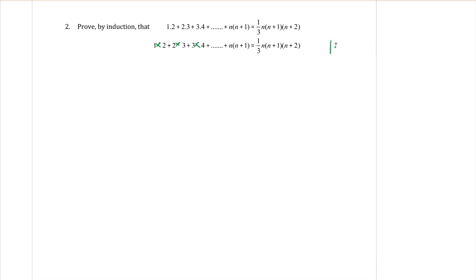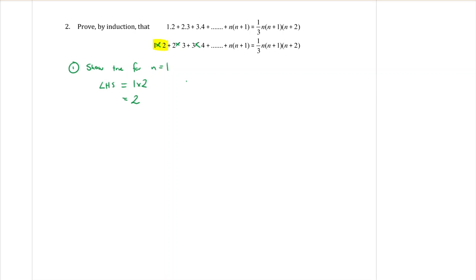Okay, so let's go through our steps. Step number 1, and always write down, it's a proof, right? So you've got to explain what you're doing as you go through. We're going to show that it's true for n equals 1. So we start with the left-hand side, and I'm just going to take my very first term. Now the terms are separated by plus signs, right? So it's the 1 times 2, which equals 2.